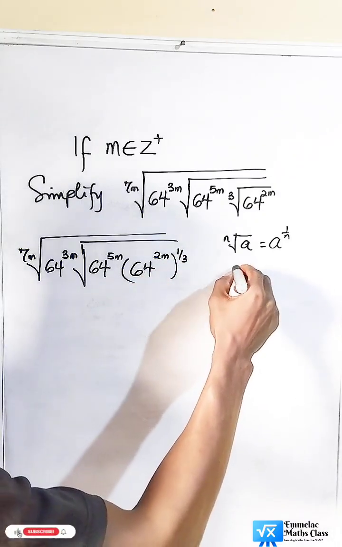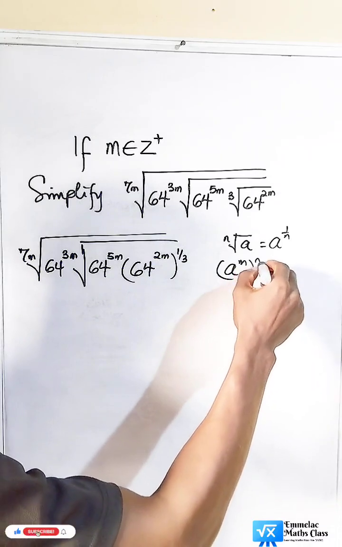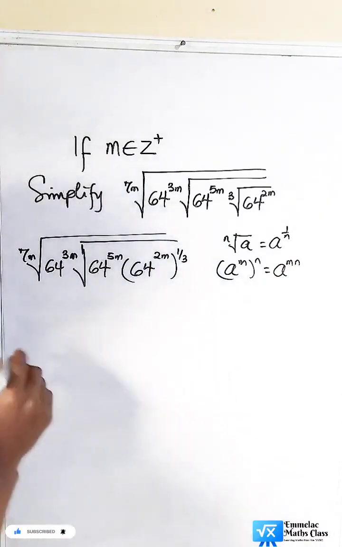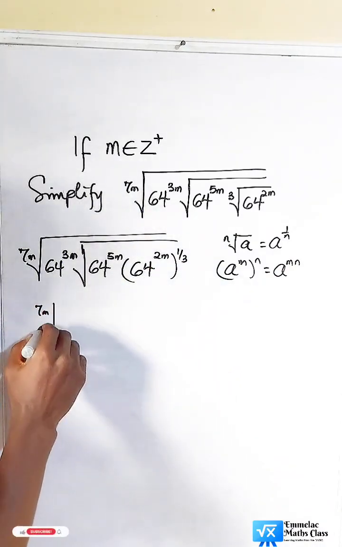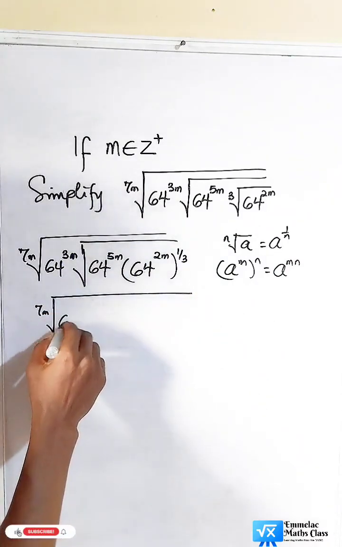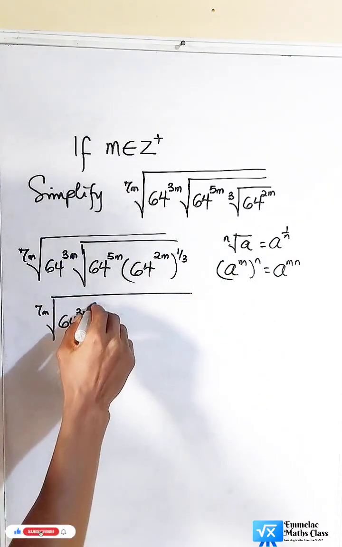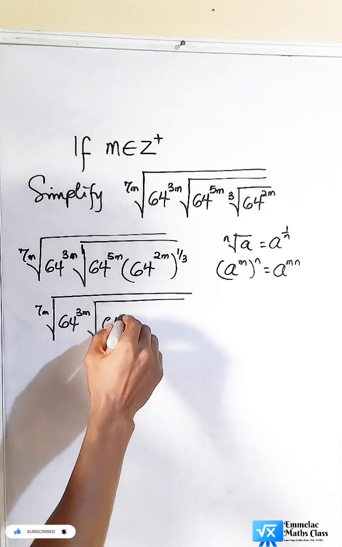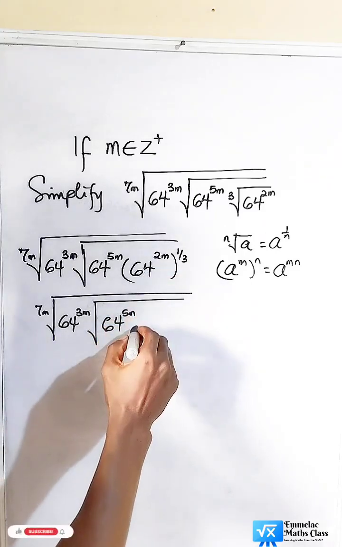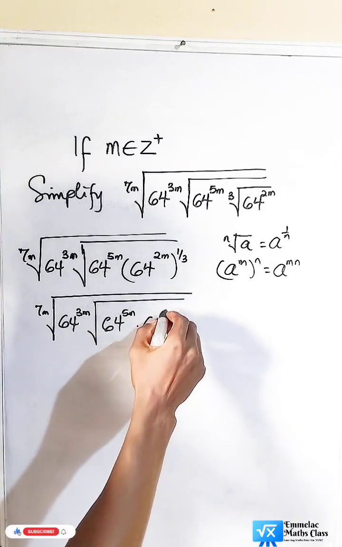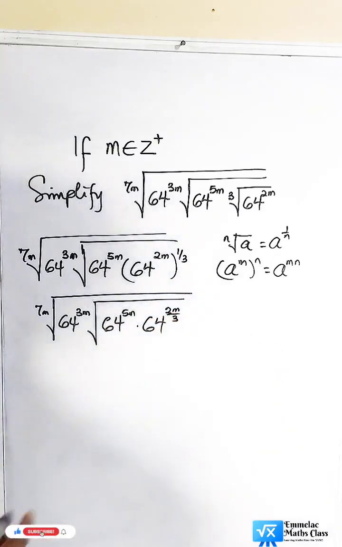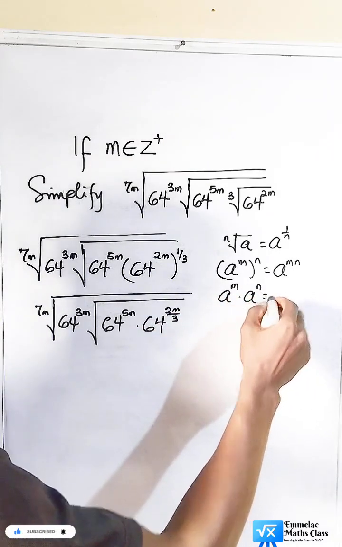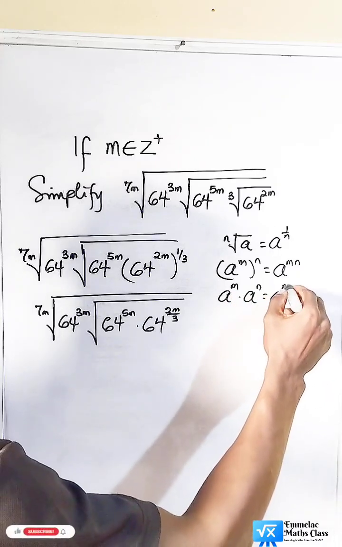And let us also recall that a raised to the power of m, raised to the power of n, equals a raised to the power of mn. Alright, now let us apply that here. We have the 7m root of 64 raised to the power of 3m, into this square root of 64 to the power of 5m, then to this we have times 64 raised to the power of 2m all over 3. Also recall that a raised to the power of m times a raised to the power of n, as long as they have the same base, the exponent will be summed up.